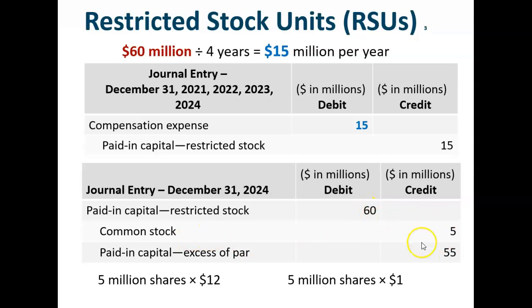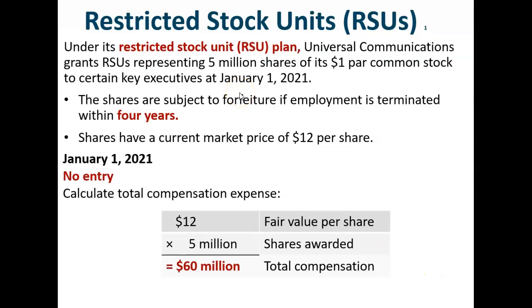Now let's talk about these numbers. Looking at the original transaction is a reminder that 5 million shares were included in the grant, and those shares were of $1 par value common stock. So when the restrictions are lifted and the shares vest and the actual shares themselves are issued, we're going to want to credit common stock by $5 million. That's 5 million shares times $1 par value per share.